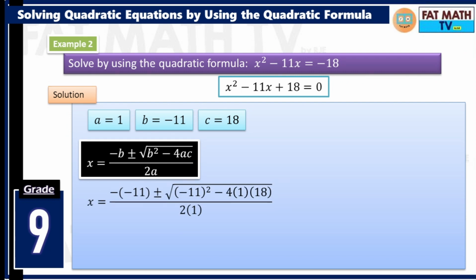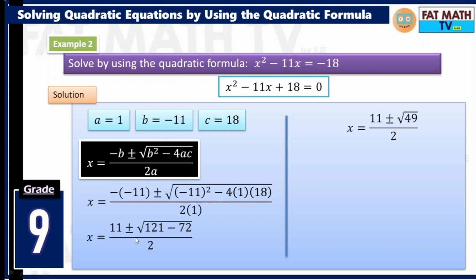And we will have x equals negative b plus or minus the square root of b squared minus 4ac, over 2a. So negative of negative 11 is positive 11. Negative 11 squared is 121. Negative 4 times 1 times 18 is negative 72, and 2 times 1 is 2. And then 121 minus 72 is 49. The square root of 49 is 7.